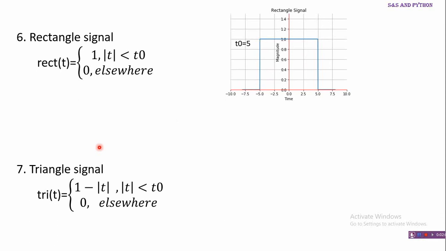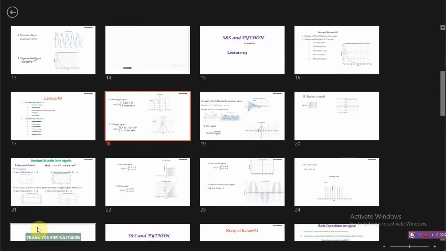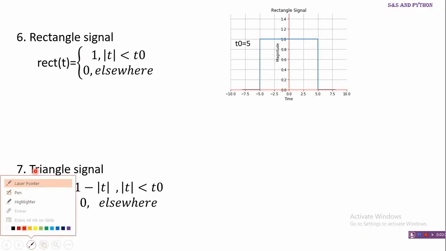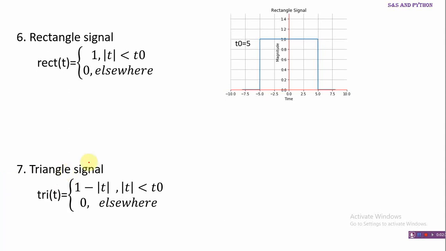A triangle signal is defined as tri of t, that is equal to 1 minus of mod t, where mod t is less than t naught and it is 0 for all other values of time. So what is this 1 minus of mod t? So mod t means both positive and negative values of t. So this 1 minus of mod t represents a straight line.